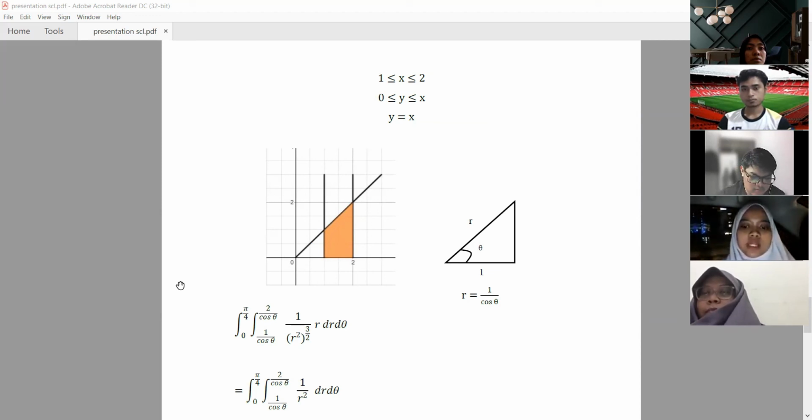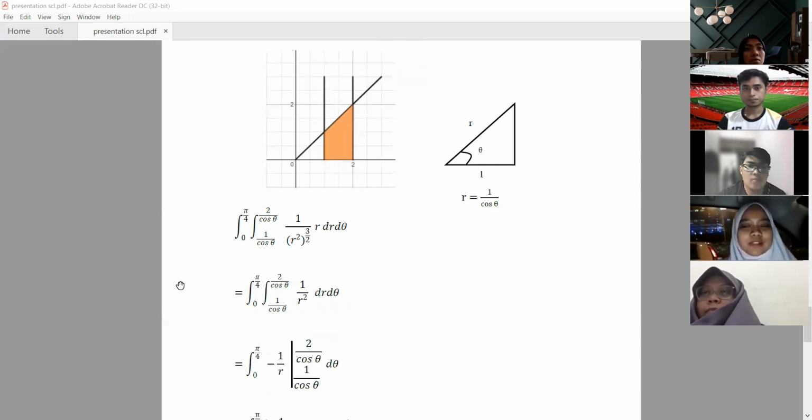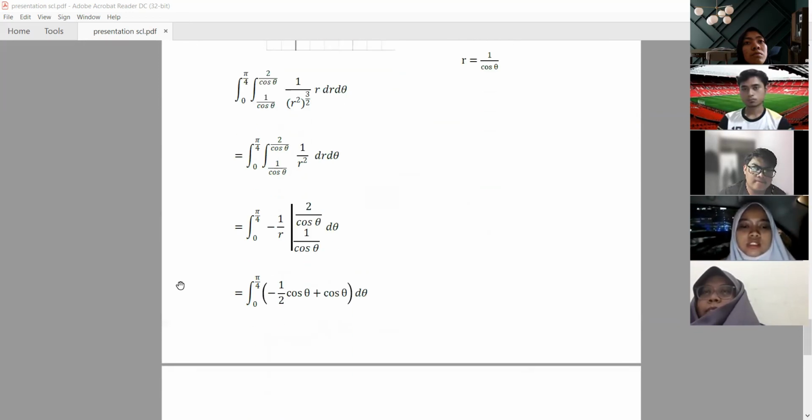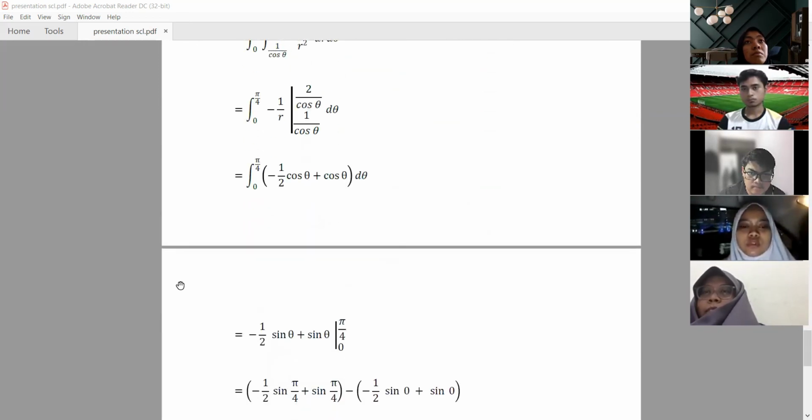Now, we re-express the original function in terms of r and theta. The original function involves x squared plus y squared, which equals r squared, and dy dx becomes r dr d theta. So we integrate 1 over r squared as usual, and we get this final answer, which is square root of 2 over 4.